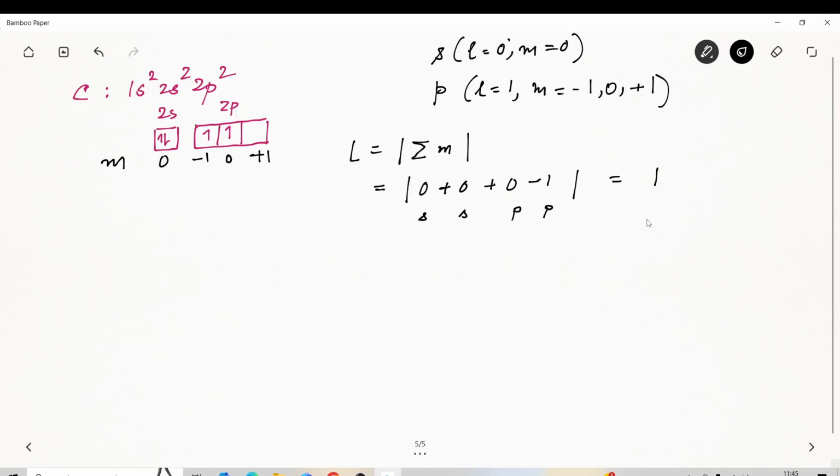Now when L equals 1, you know that S, P, D, F and so on are the values of L for 0, 1, 2, 3, as already mentioned. So when L equals 1, we will say this is capital P. Okay. Now we want to find out the value of capital S.